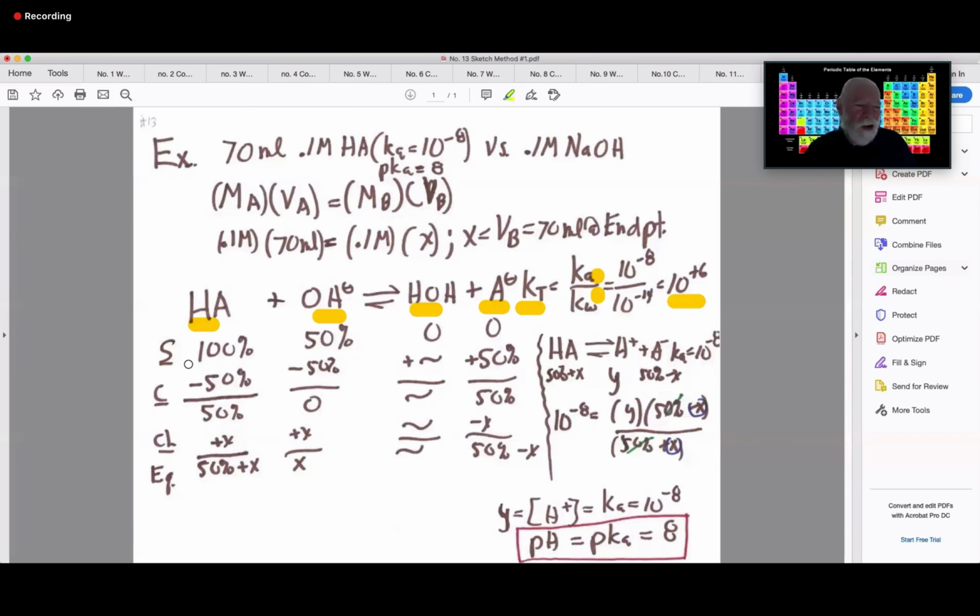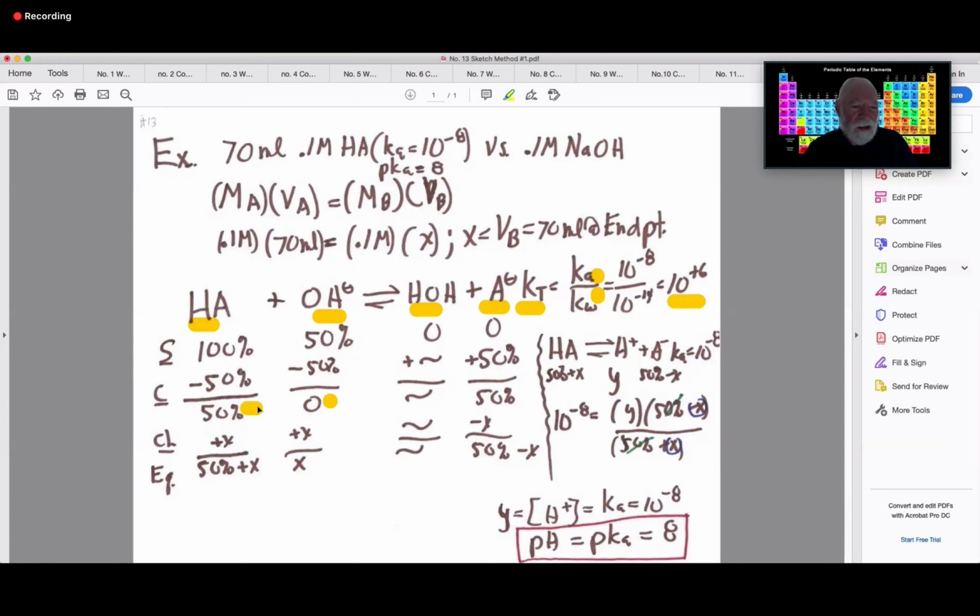So let's call the amount of the acid at the beginning 100%, and we're now going to add 50% of the required base. So we're first going to find out the pH halfway through the titration. So let's work with percentages. Okay, in the completion step, all the base gets used up because it's the limiting chemical, and 50% of the acid is still going to be there.